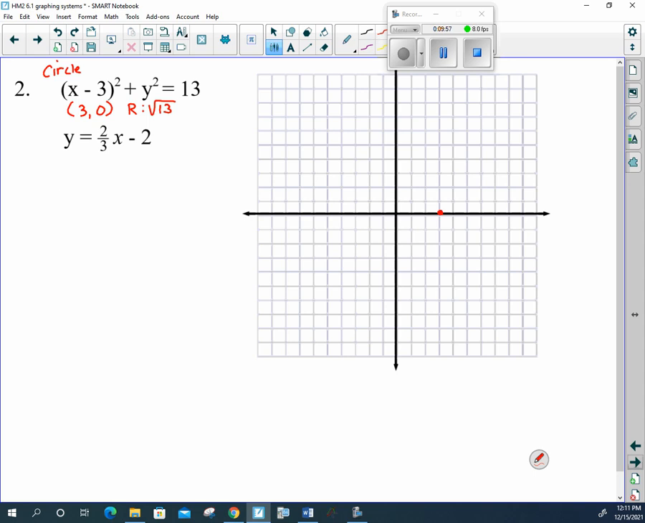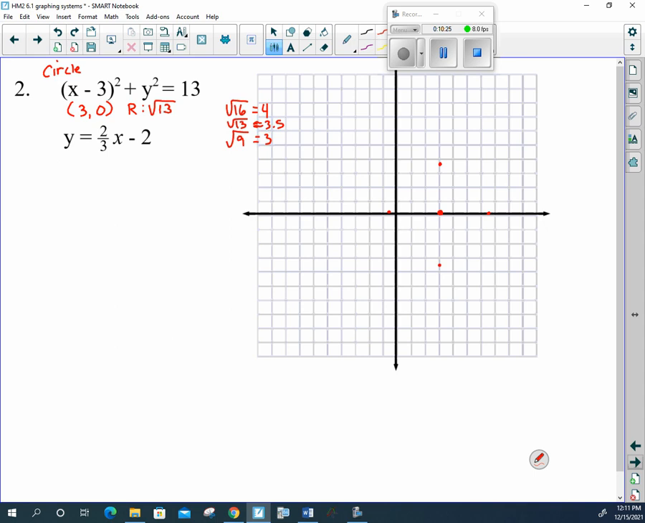Now, square root of 13, I know square root of 16 is 4, and square root of 9 is 3, so square root of 13 is in the middle somewhere. So it's somewhere between 3 and 4 if you don't have a calculator. So we'll just say about 3.5 to count it out. So 1, 2, 3 and a half, and a half, 1, 2, 3 and a half, 1, 2, 3 and a half.